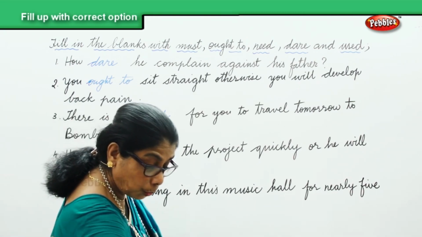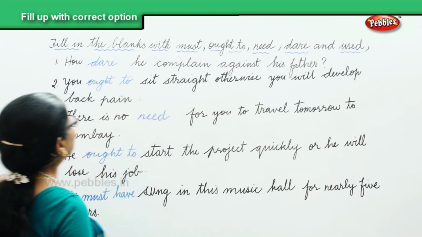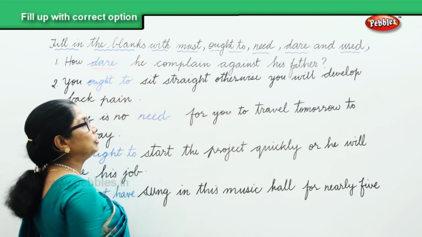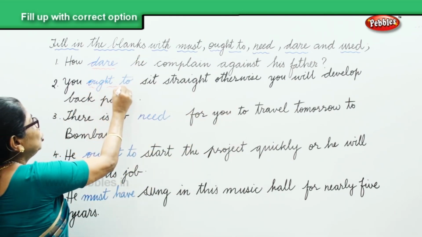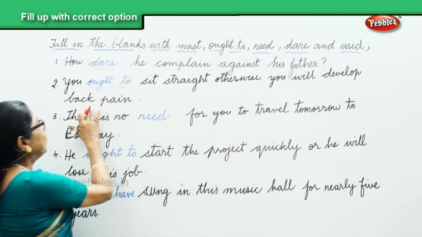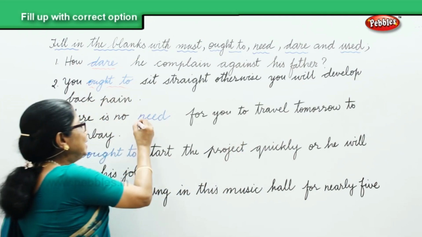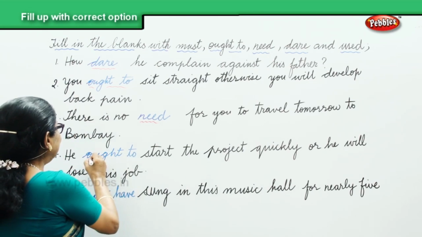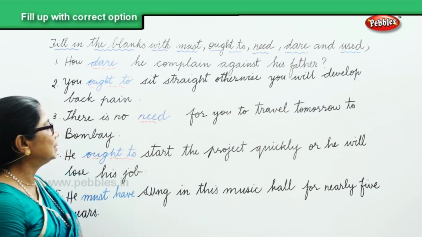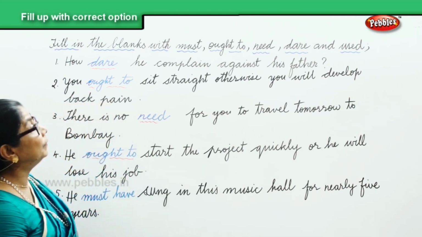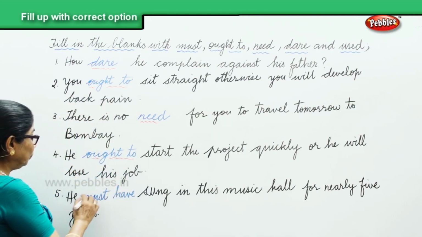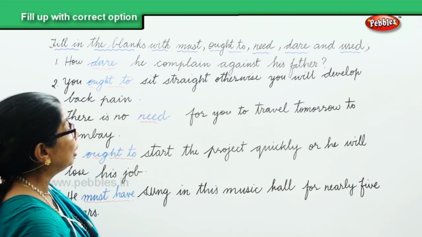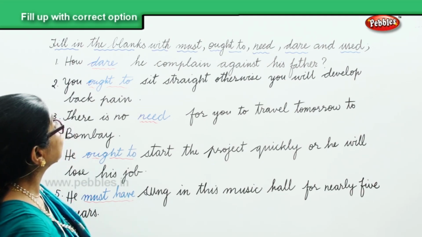So what have we done now? We have filled up the correct word from there. Now first one, how dare he complain about his father? You ought to sit straight, otherwise you will develop back pain. There is no need for you to travel to Bombay. He ought to start the project quickly, or he will lose his job. He must have sung in this music hall for nearly 5 years. Okay?